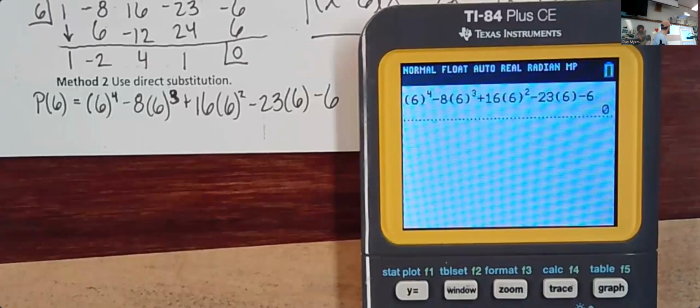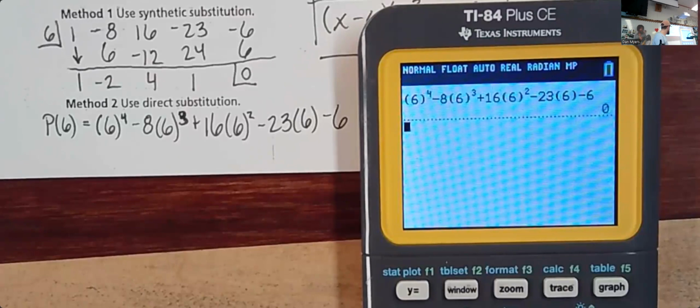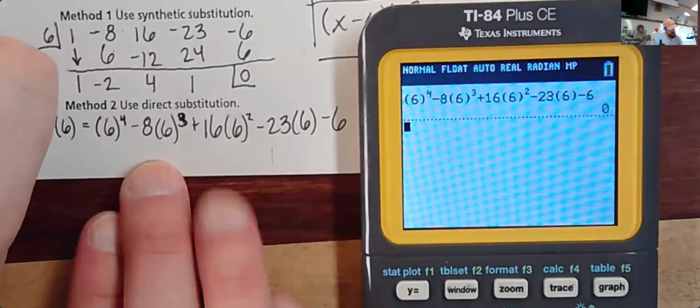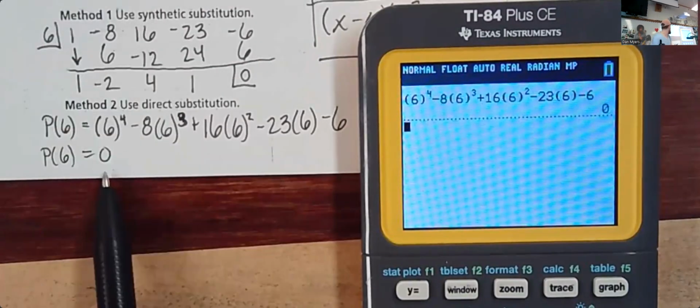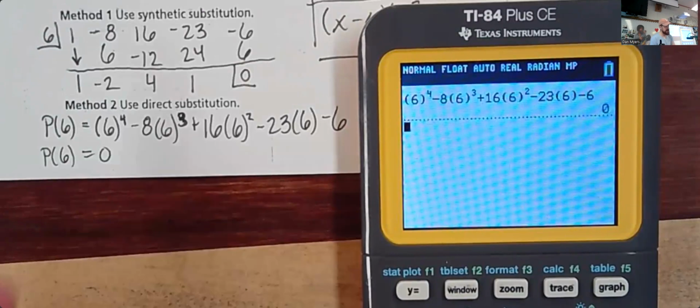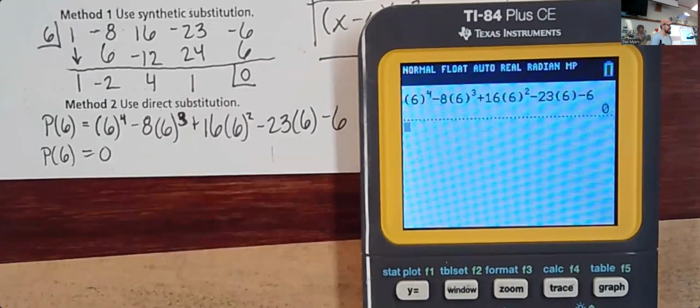Listen up. This is just another method to check to see if something is a factor or not. So if you end up with an X value of 6 and a Y value of 0, that means that X minus 6 is a factor. So P of 6 is equal to 0. X is 6, Y is 0. Just like we had here. 6, 0. Either method is fine.